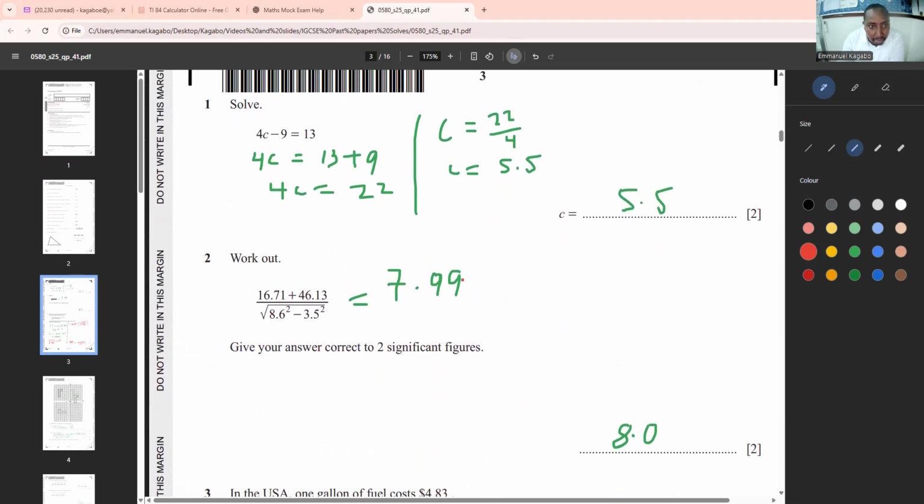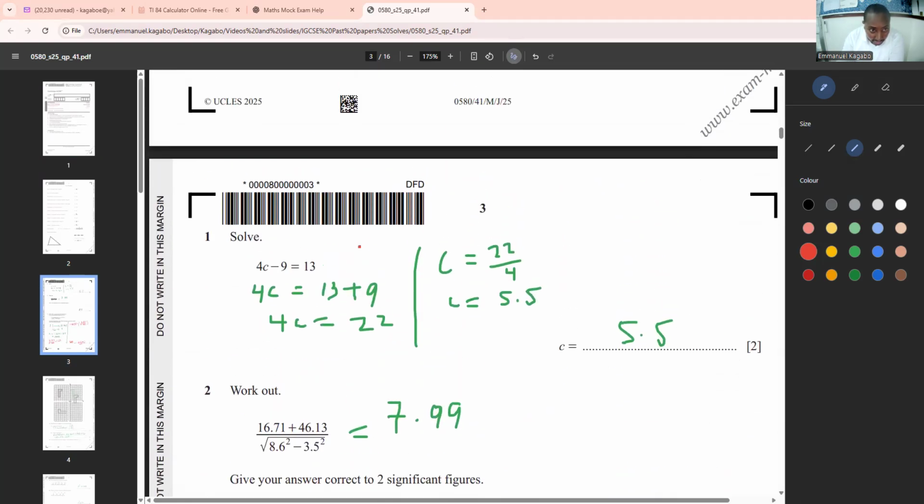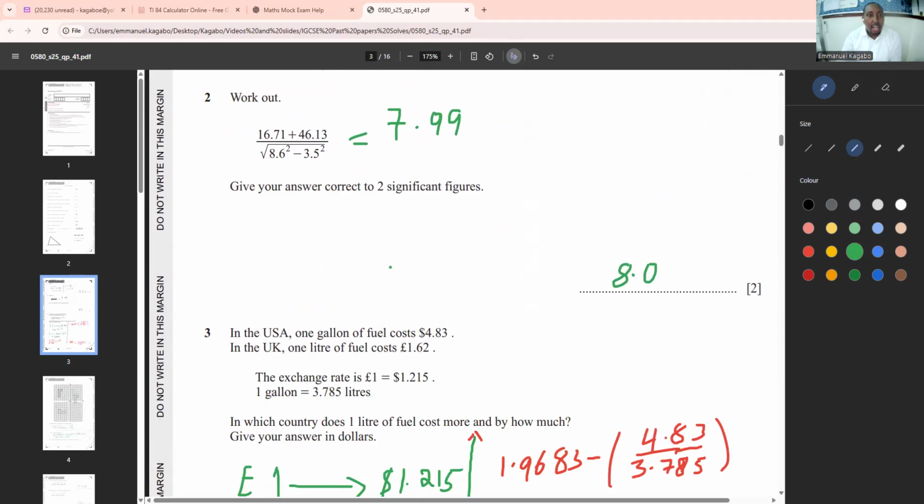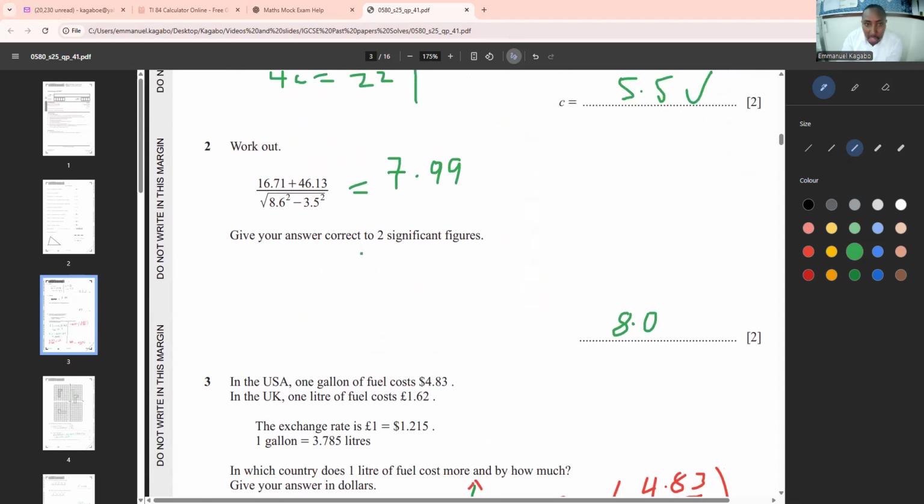So, okay. Now, first question here, they told you solve 4c minus 9 equals 13. So 4c, take 9 to the other side. So you're going to have 13 plus 9. 4c is equal to 22. Divide by 4 both sides. So this is the answer you're going to get. Very good. Remember, you have a calculator in this paper.